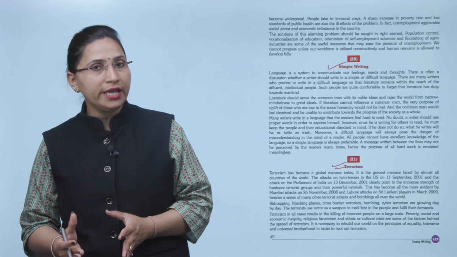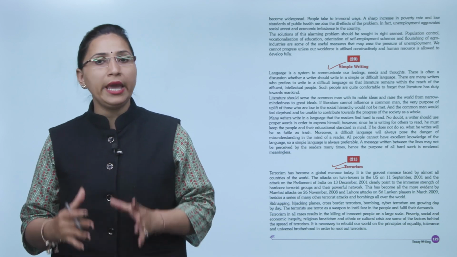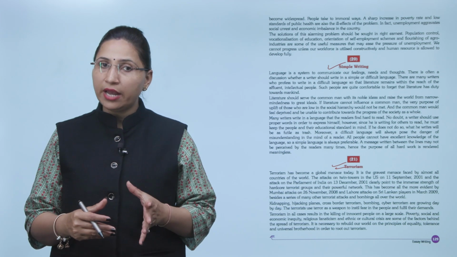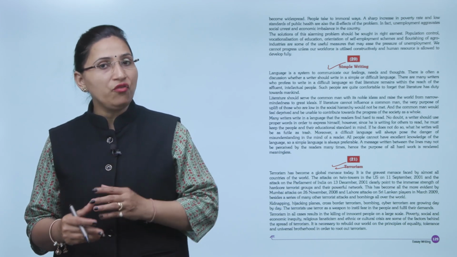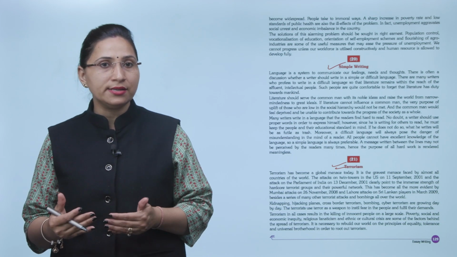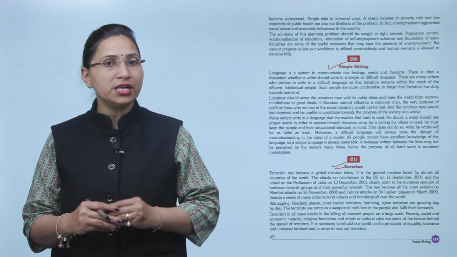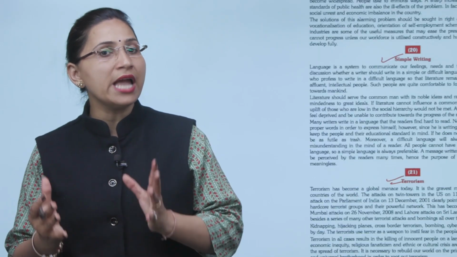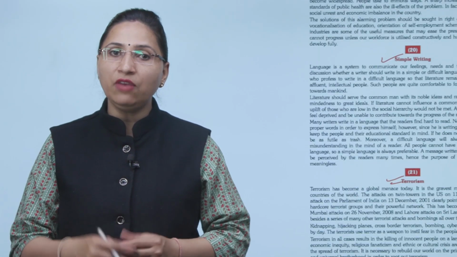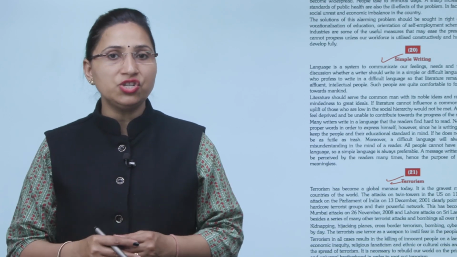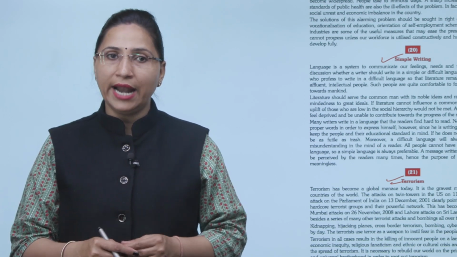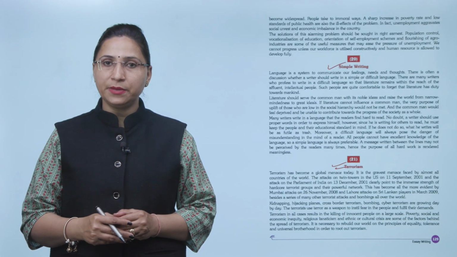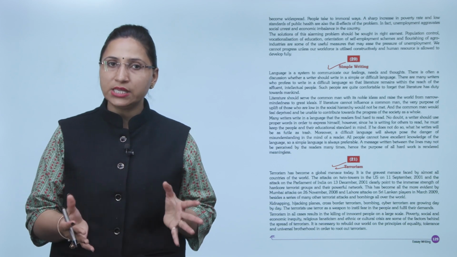Kidnapping, hijacking planes, cross-border terrorism, bombing, cyber terrorism are growing day by day. The terrorists use terror as a weapon to instill fear in the people and fulfill their demands. Terrorism in all cases results in the killing of innocent people on a large scale. Poverty, social and economic inequality, religious fanaticism and ethnic or cultural crises are some of the factors behind the spread of terrorism. It is necessary to rebuild our world on the principles of equality, tolerance and universal brotherhood in order to root out terrorism.